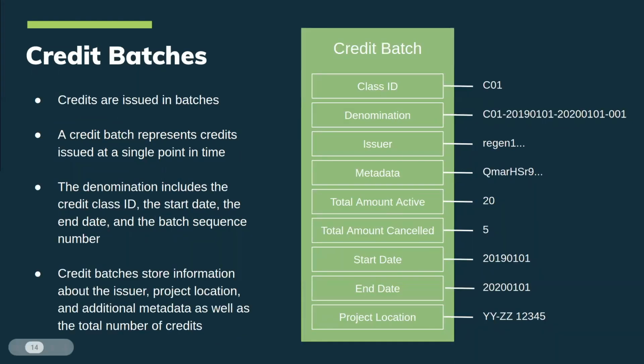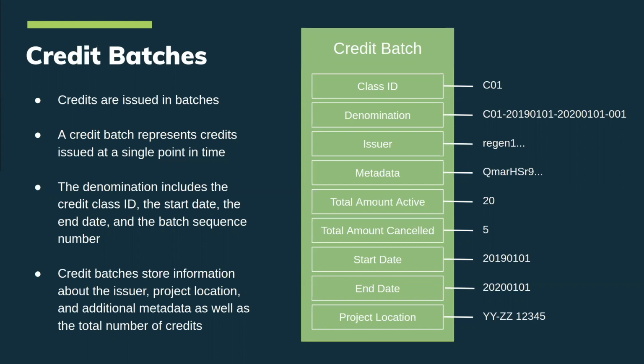So next up, we're going to look at credit batches. As I mentioned in the first slide, credit batches are essentially how credits are issued, and they are issued by issuers of that credit class. Looking at some of the properties within the credit batch, we are starting with the class ID. This is the same representation that is in the credit class. So when a credit batch is issued, it stores information about the class that it's being issued from.